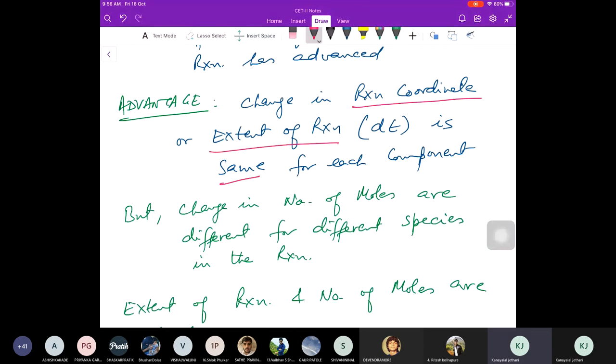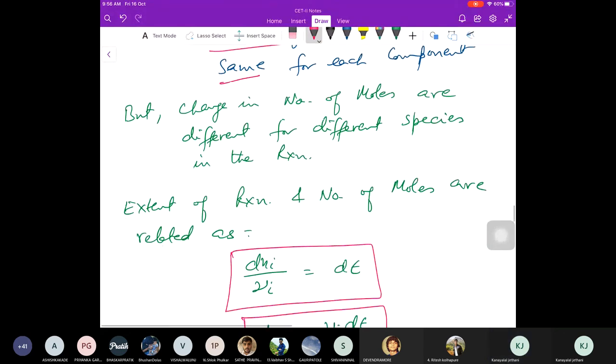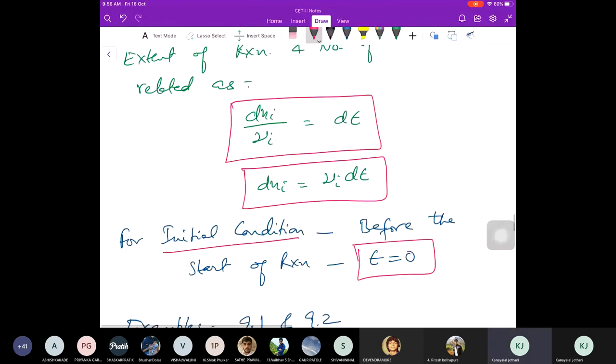But change in number of moles is different for different species, right? dNA is different, dNB is different, dNL is different. But epsilon is the same. And this is what we have already written. For initial conditions, that means before the reaction starts, epsilon is always 0 because there is no change in number of moles, right? dNA is 0, so epsilon is also 0 at initial conditions.